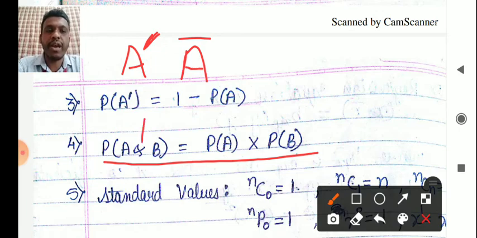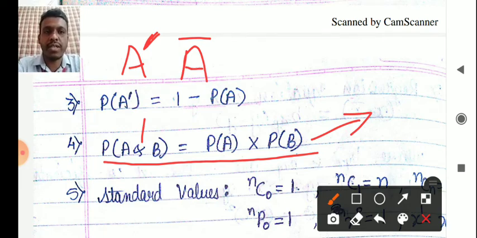So probability of A into probability of B. This represents only disjoint sets. I'll come back to this when I'm solving these problems. I'll take those, what are disjoint sets.